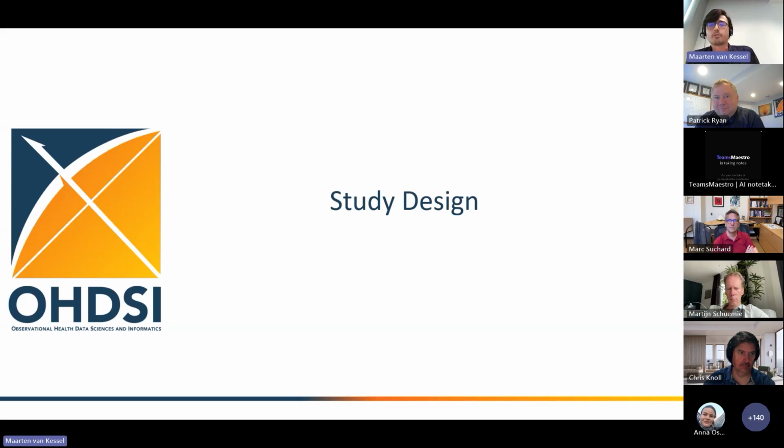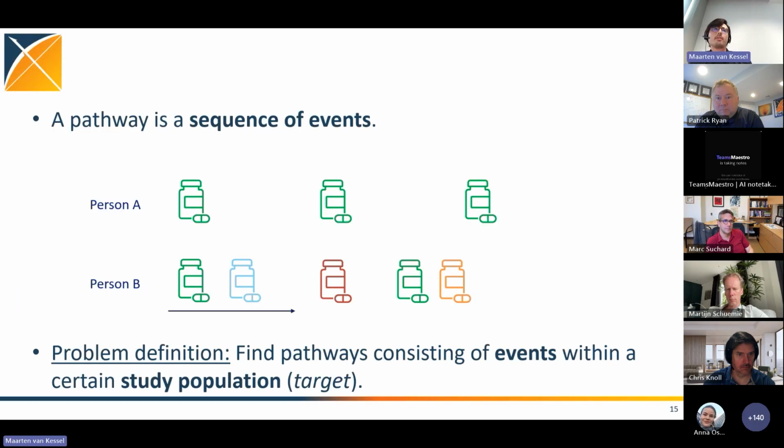From this point on, I'd like to talk a bit about what it means. What is a treatment pathway? What does it mean, and how do you use it for your study, and how do you design your study around it? And what are common pitfalls and things that you'd probably have to think about?